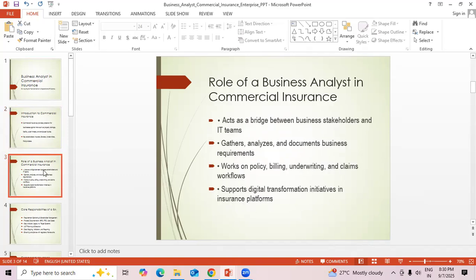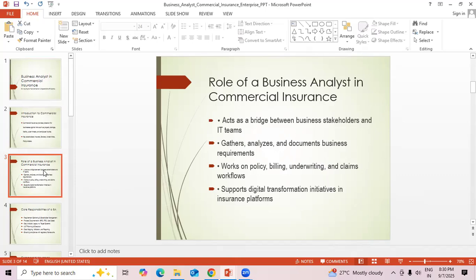Now, what will we be doing as a business analyst in commercial insurance? As a fundamental learning, we act as a liaison between the business and technical community. So we must know about the business stakeholders, the IT team, all that. At the same time, we need to gather and analyze requirements and prepare documents, whether business requirements or functional and non-functional requirements documents. All these things will be prepared by us as a BA.